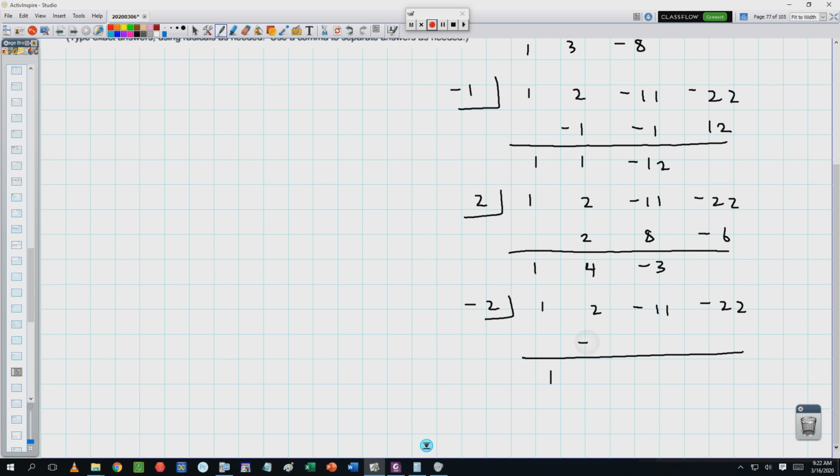Negative 2 and 1 makes negative 2. We'll add those together. Negative 2 and 0 makes 0. We'll add those together. Negative 2 and negative 11 make positive 22. Perfect. Negative 2 is one of our solutions.